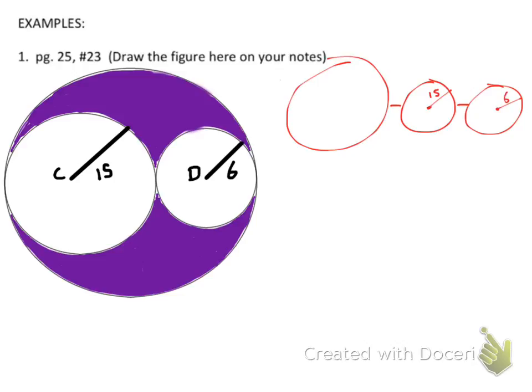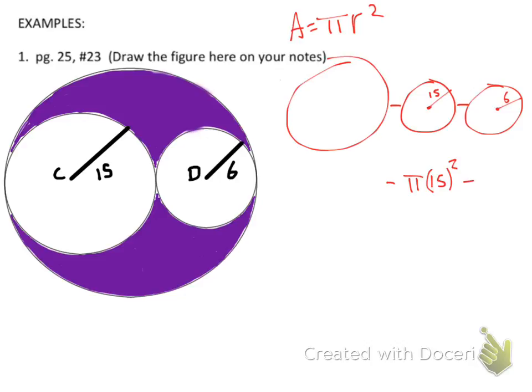So we got the small ones. That's easy. I think most of us can see that's pretty straightforward. So if I wanted to find the area of both of those, I just plug them into the right formula. I'm going to write the formula above, so we all know what it is. It's all pi r squared. So what would the 15 circle look like? That'd be pi times 15 squared.